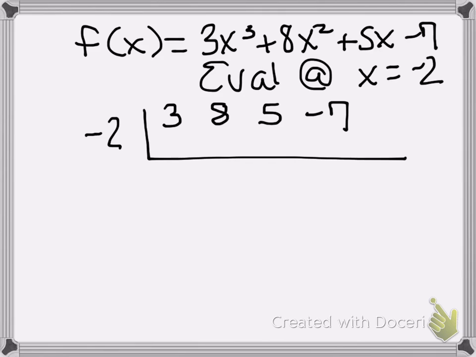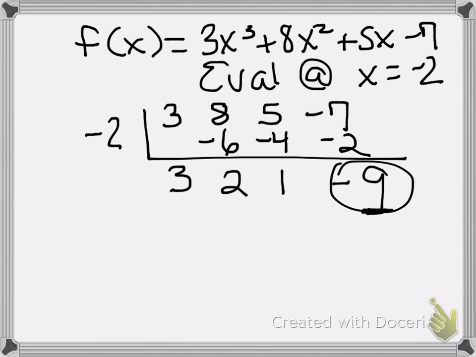Now, the remainder theorem says that if you do synthetic division, your last value that you get right down here is the actual value that you would get if you plugged -2 into that equation. Okay? So I'm going to drop the 3 down, and I multiply, combine, then I multiply, combine, then I multiply, and when I get this last term right here, -7 minus 2, that's -9.